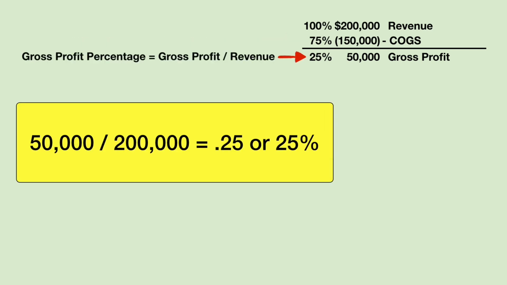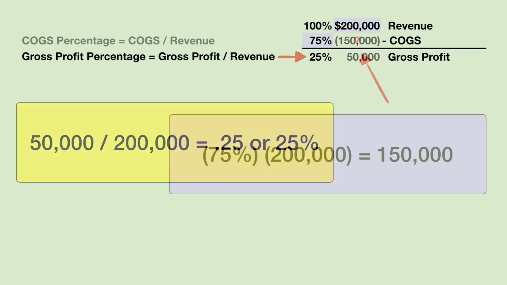The other percentage is called the gross profit percentage. You would take the 50,000 divided by 200,000, and that would give you 25%. If you know that gross profit percentage is 25%, you could infer that the cost of goods sold percentage is 75%. You wouldn't even need to calculate it.